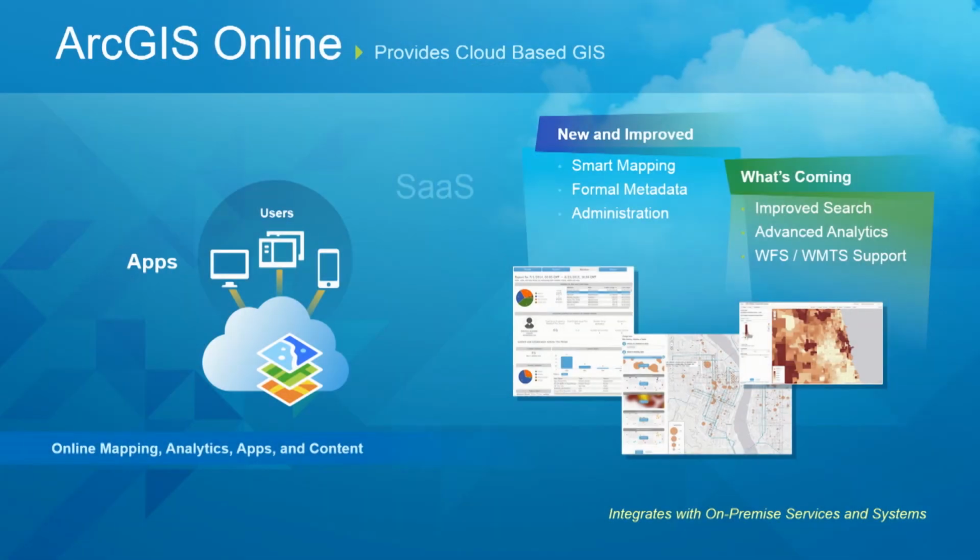The last component of this four-piece description is ArcGIS Online itself. This is basically running in the cloud, GIS in the cloud, and here we've been moving along smart mapping. We've introduced formal metadata and new and powerful administrative tools. What's coming between now and the summer will be improved search, support for WFS and WMTS, and also additional analytics.